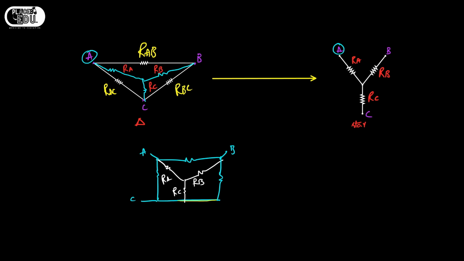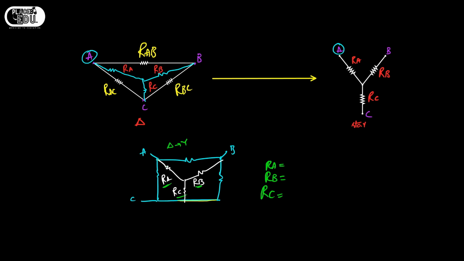Here also there is a difficulty in remembering the formula, so I'm giving you a technique to write the formula. Whenever we are converting or transforming delta to star, the blue color resistors are the resistors whose values we know. We have to convert into these white color resistors. So RA, RB, RC are the values we have to find while converting from delta to star. How can I find the values?